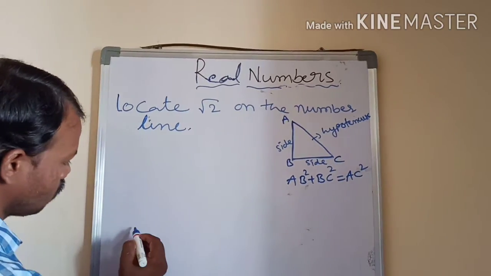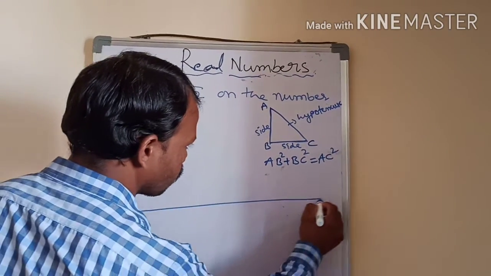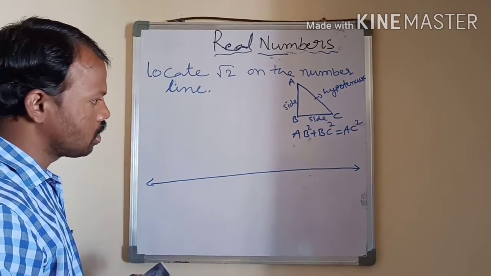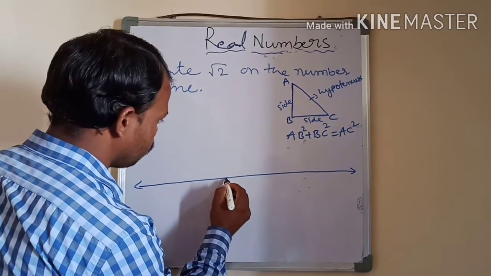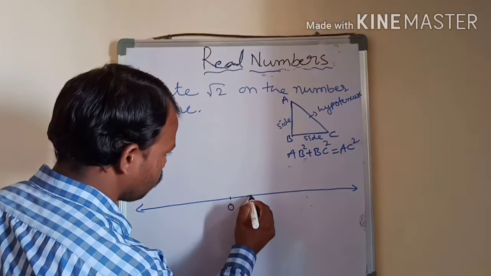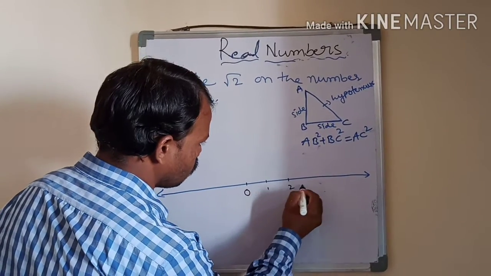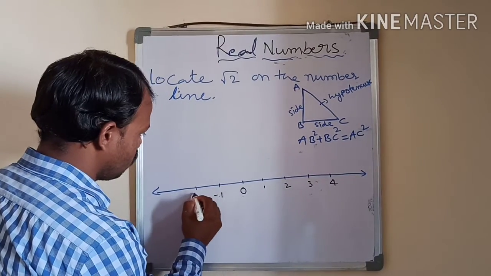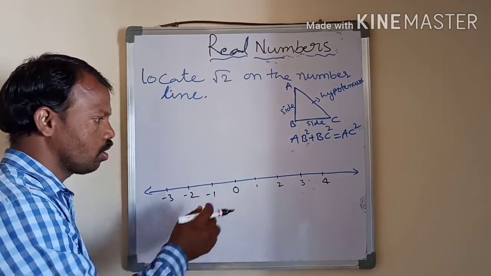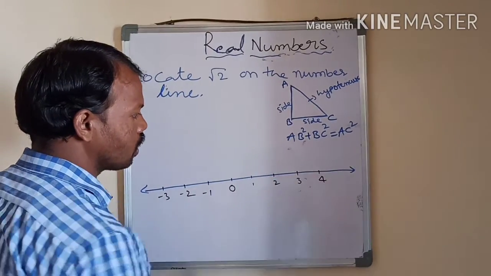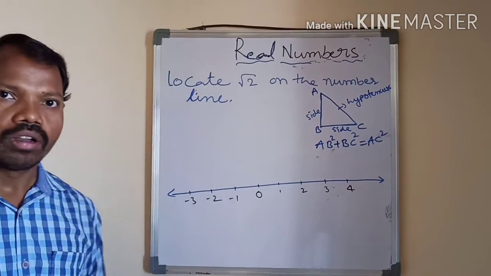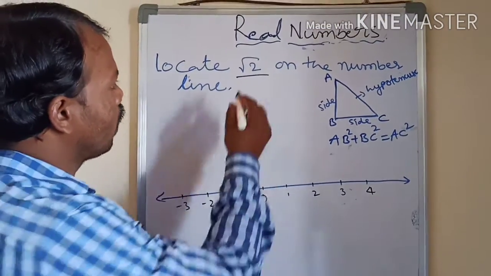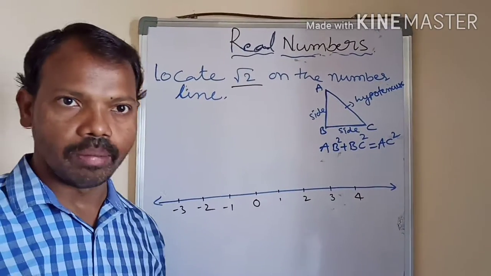So let us see that. Draw a number line and mark numbers on it. Let us take 0, 1, 2, 3 and 4, and on the left side -1, -2, -3 and so on. These should be at equal distances. Then how do we locate the value of root 2 on this number line?